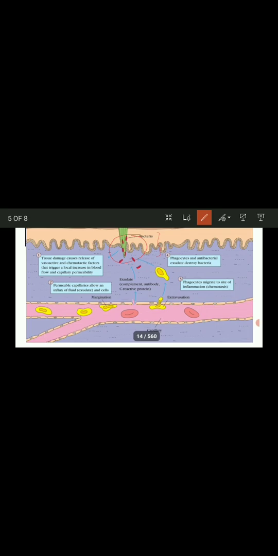What happens when there is tissue damage? Here is the tissue damage by a sharp object. When there is tissue damage, the factor is released in the skin and in the blood. Such a factor will be attached to the receptors of the capillary. Such a factor is known as the vasoactive or chemotactic factor. The tissue damage causes the release of vasoactive and chemotactic factors that trigger a local increase in the blood flow and capillary permeability.